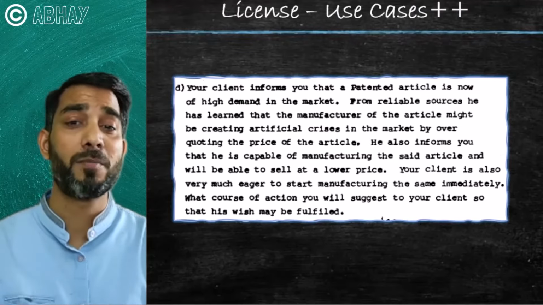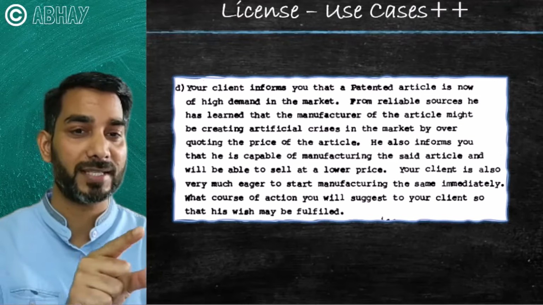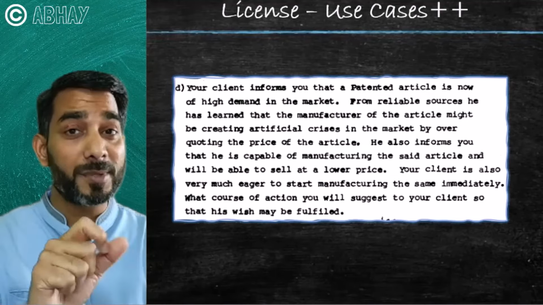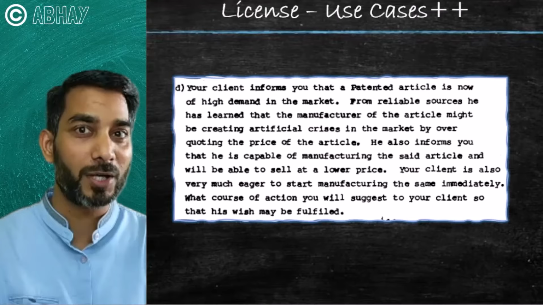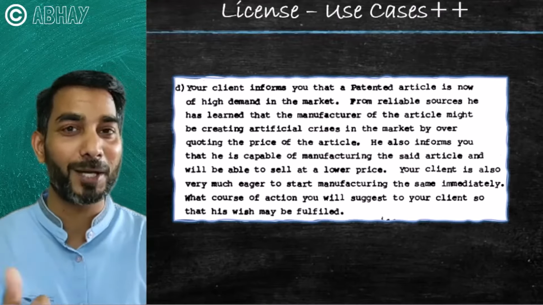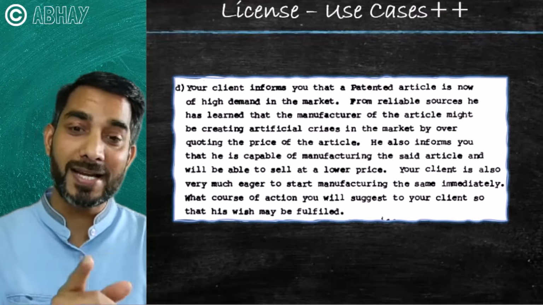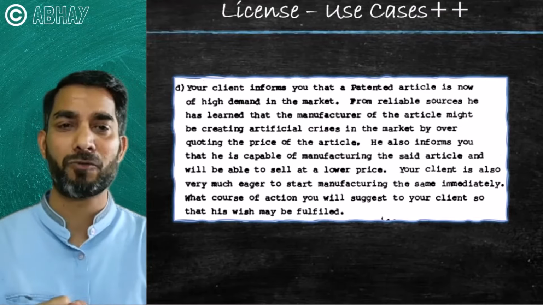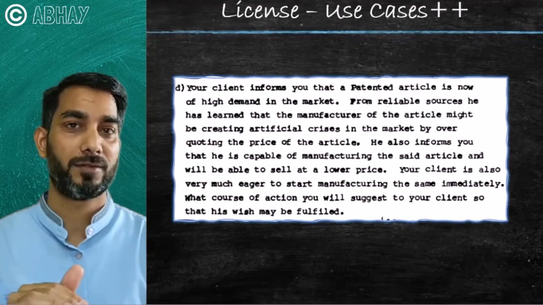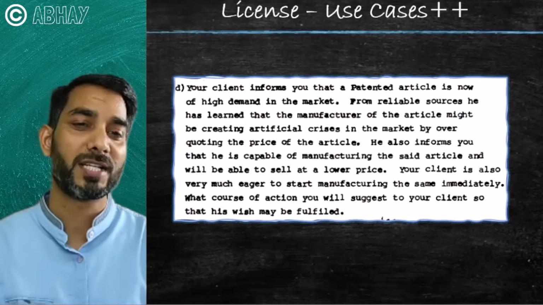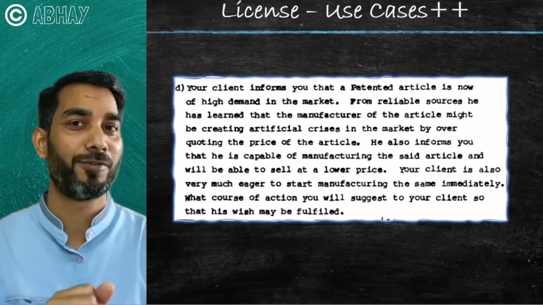He also informs you that he is capable of manufacturing the said article and will be able to sell at a lower price. This is why this information is provided, because the controller looks into the ability and capability of the applicant also. Your client is also very eager to start manufacturing the same immediately. So I can do it right away. So what course of action will you suggest to your client so that his wish may be fulfilled?